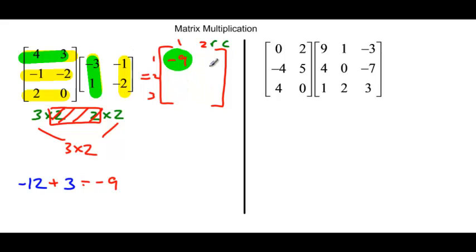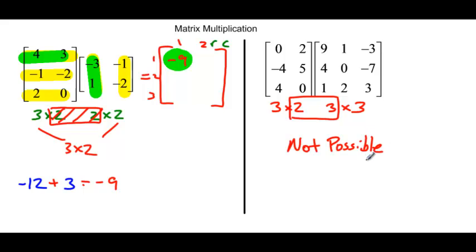Okay, let's take a look at this example. Now, notice here, before I get my rows and columns, I want to see if things are compatible. So here I have 3 rows, 2 columns, then 3 rows and 3 columns. But right away, I can see that those two are not compatible. So I'm just going to say not possible, because they don't match. So you can't do it. That's the first thing you want to look for in situations like that.